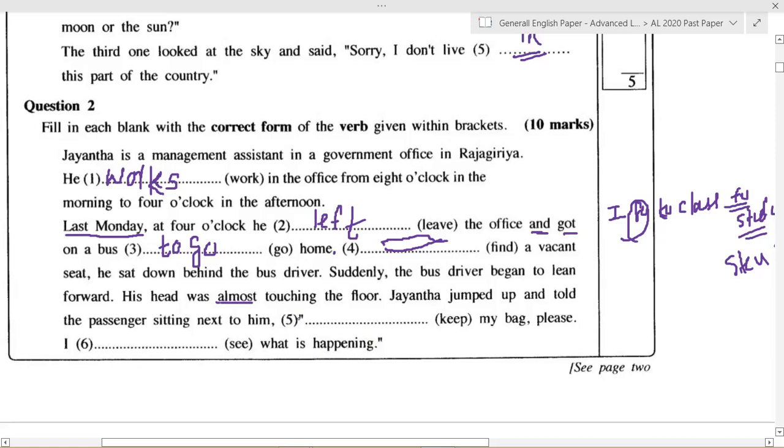So in that case, we keep the tense as it was, as it was happening. Okay, keep my bag, please.